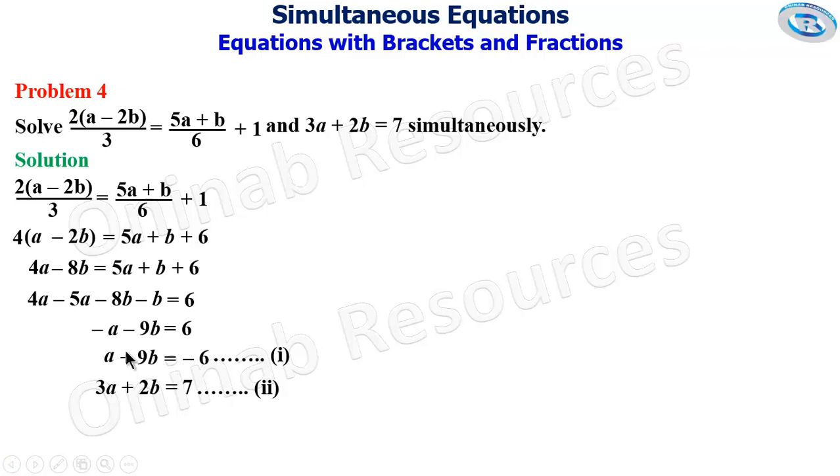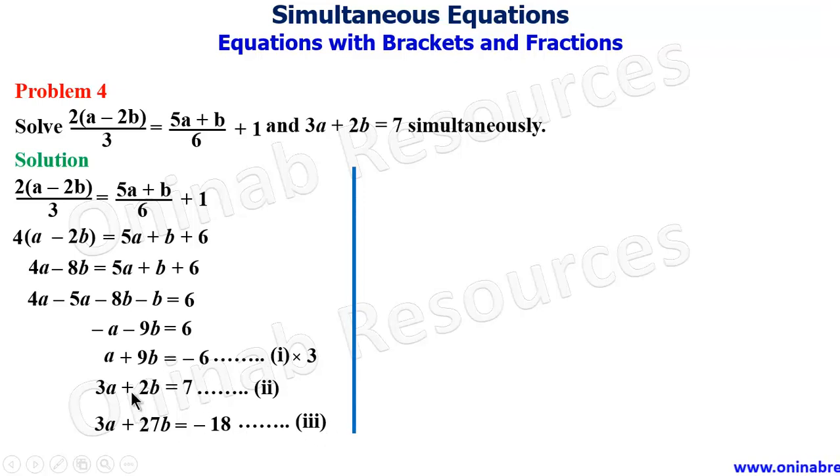Now we check the coefficients. For a, this is 3a and a, this is 9b and 2b. So we can easily multiply equation 1 by 3 to make the coefficient the same. So equation 1 times 3 gives 3a plus 27b is equal to negative 18. Call it equation 3. Then we now simplify equations 2 and 3.